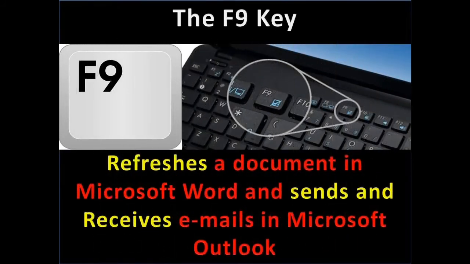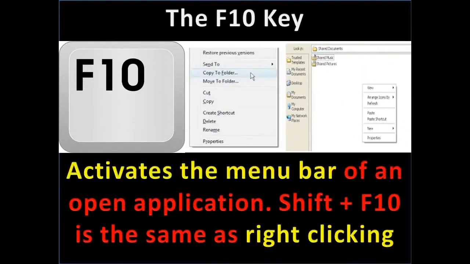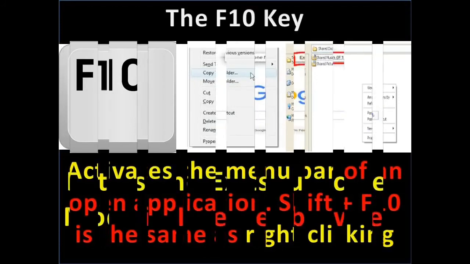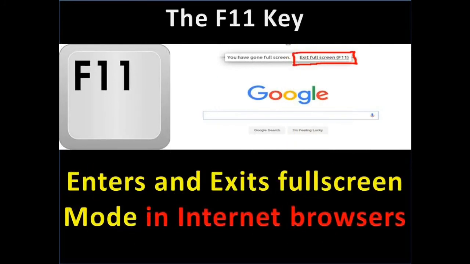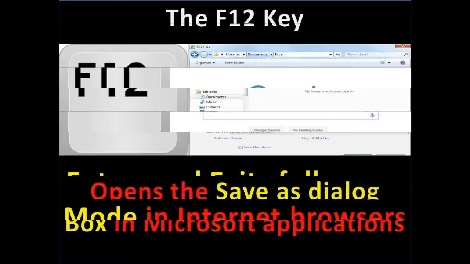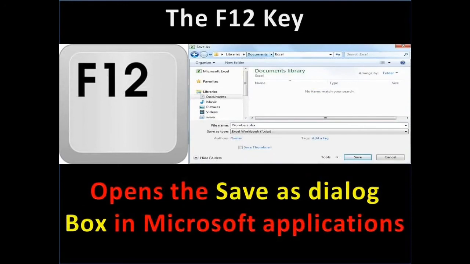F9 key helps you to refresh a document in Microsoft Word and send and receive emails in Microsoft Outlook. F10 key activates the menu bar of an open application. Shift plus F10 is the same as right click. F11 enters and exits full screen mode in the internet browsers. F12. It helps to open the Save As dialog box in Microsoft applications.